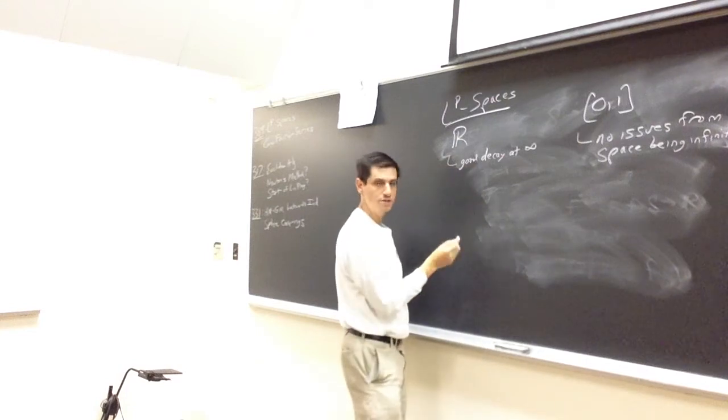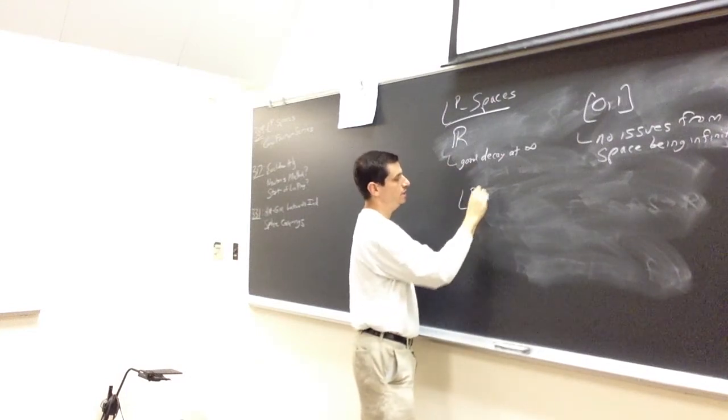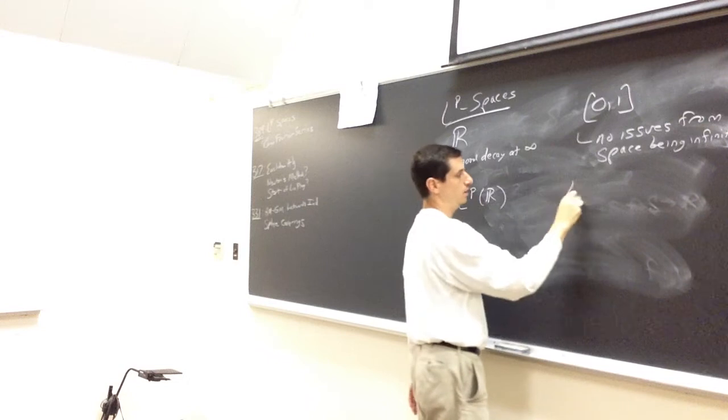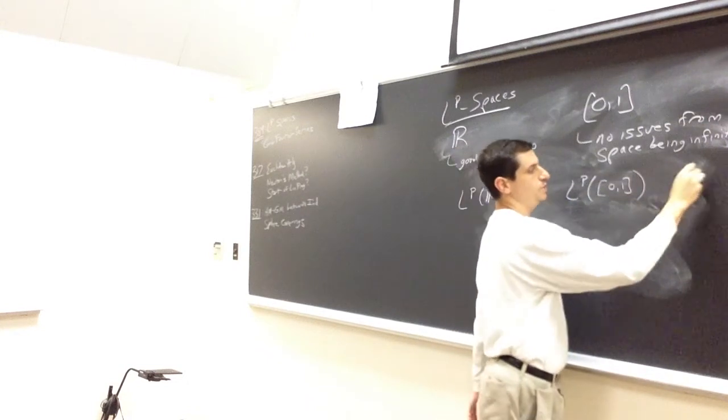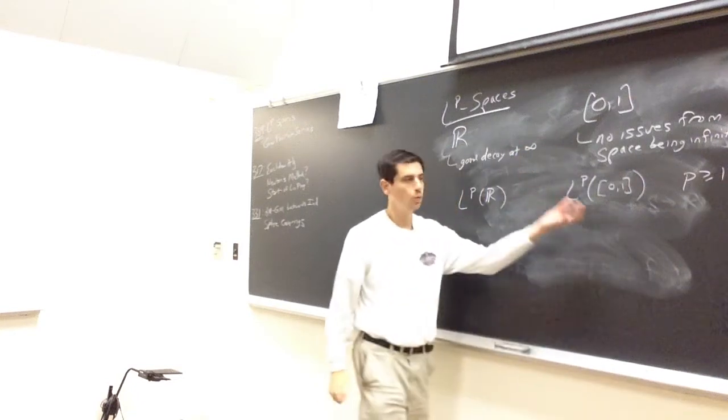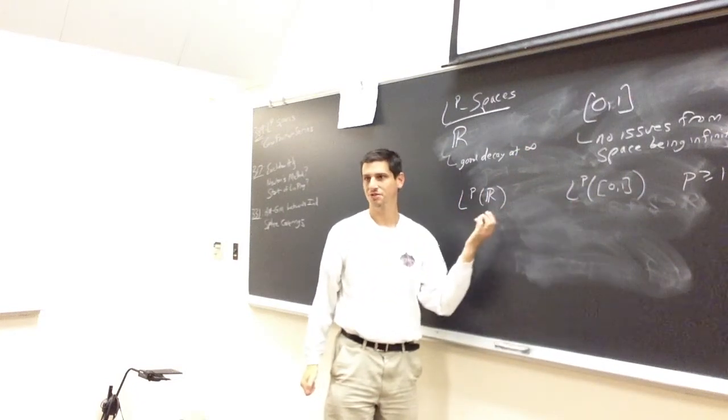So here's the most basic question you could ask. I have L^p of R, and I have L^p of 0, 1, and let's assume p is greater than or equal to 1. What's the relationship between these spaces?